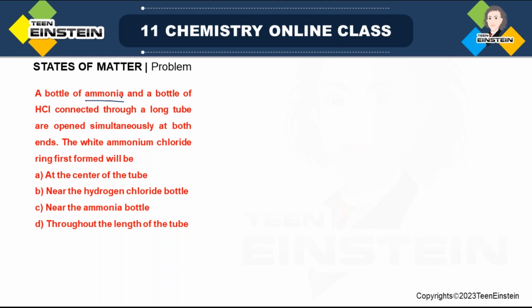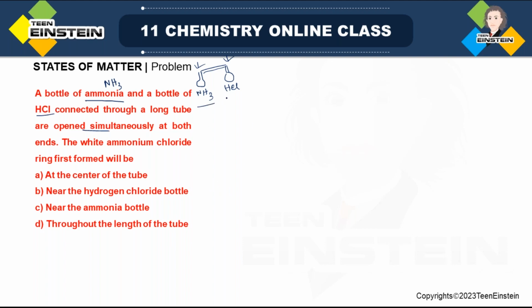A bottle of ammonia, NH3 gas, and a bottle of HCl, hydrochloric acid, are connected through a long tube. So suppose we have a bottle where ammonia is kept and it is connected to another bottle where HCl is kept. It is connected like this through a long tube. Their caps are opened simultaneously, so both are open at the same time, at both ends.